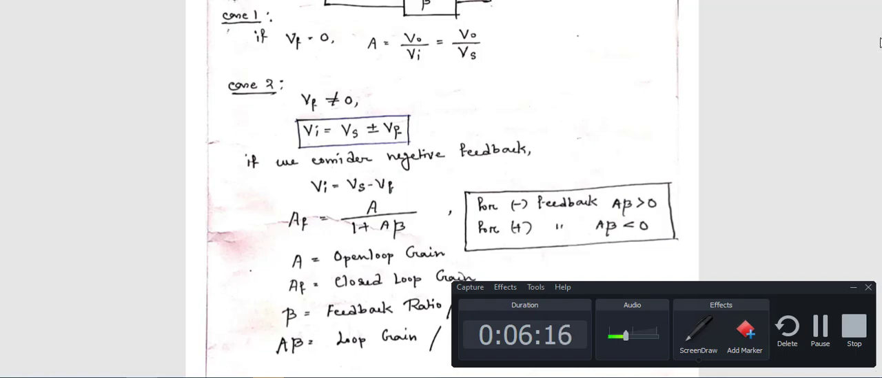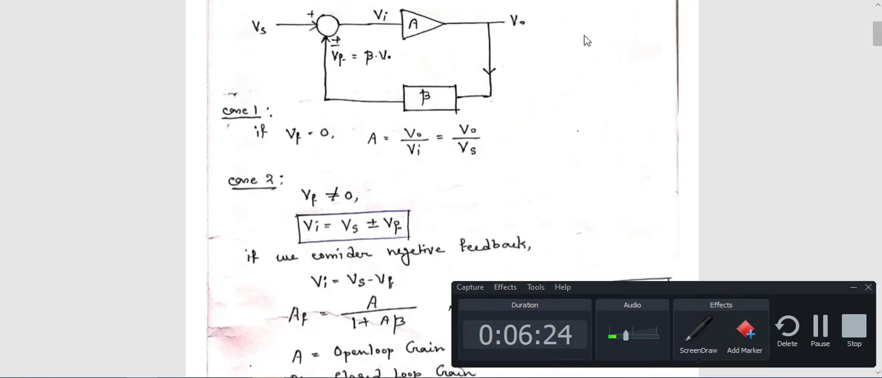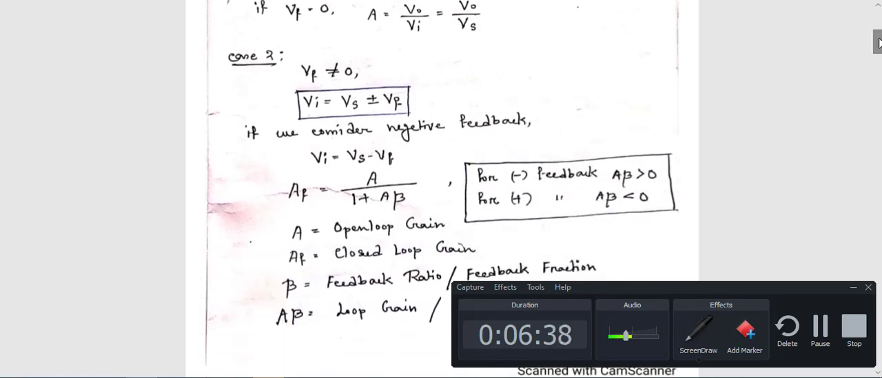Now if you consider Vi equal to Vs minus Vf, you can find the overall gain of this closed loop circuit. Why is it known as a closed loop circuit? Because there is a feedback path, a connection from output to input, so this is a closed path. The overall gain, AF, is also known as the closed loop gain. Both are the same. This closed loop gain AF is equal to A divided by 1 plus A beta.